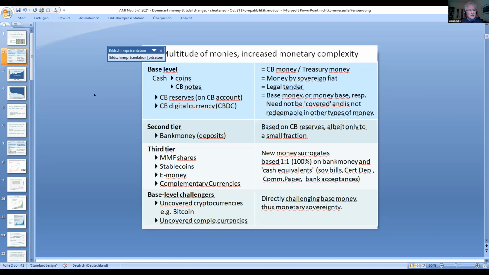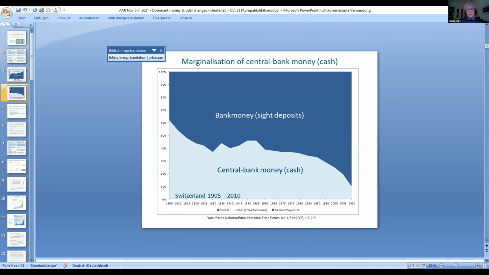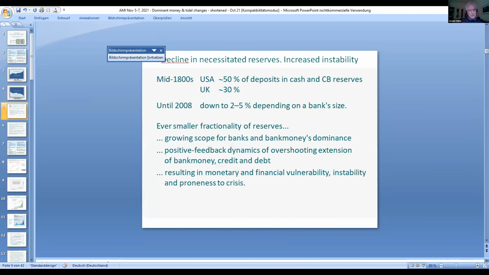But that's not the case, because what we have today has actually developed into a bank money regime. The dominant type of money today is bank money, rising throughout the 20th century. And in mirror image here, you can see the decline in central bank money in public use. That's the cash, which is draining off, dwindling away. And this also holds true considering the operationally necessitated reserves. That's the really important thing.